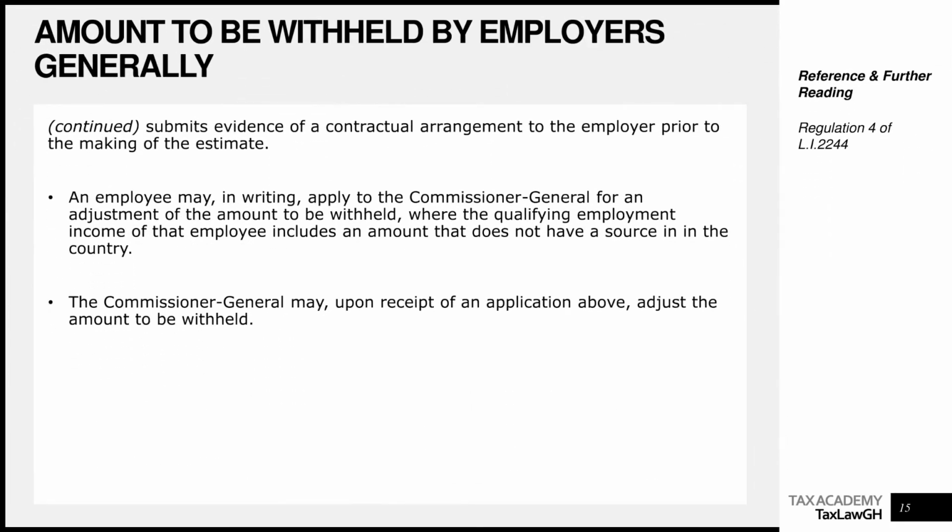So still here, an employee may write to the Commissioner General for an adjustment of any amount that has been withheld where the qualifying payments include an amount that doesn't have a source in Ghana. Let's say your employer wrongly withheld an amount and paid it to the GRA, where the amount didn't have a source in Ghana and should not have been taxed here. You can write to the Commissioner General for an adjustment. When the Commissioner receives the application, he can adjust the amount that should have been properly withheld. This will be done on an adjustment basis, so in subsequent periods your employer may have to withhold less from you to make up for the difference.